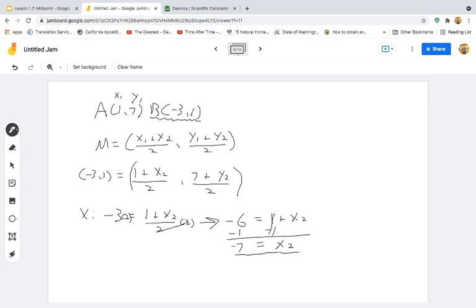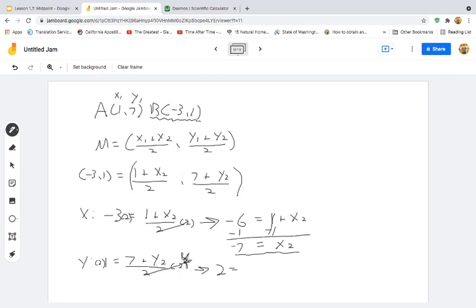All right. Let's go ahead and do the y's now. So we'll do y's here. So the y component of the midpoint is 1, which equals the y component over there, which is 7 plus y2 over 2. I'll go ahead and multiply both sides by 2. So 1 times 2 is 2, which equals, 2's cancel out.